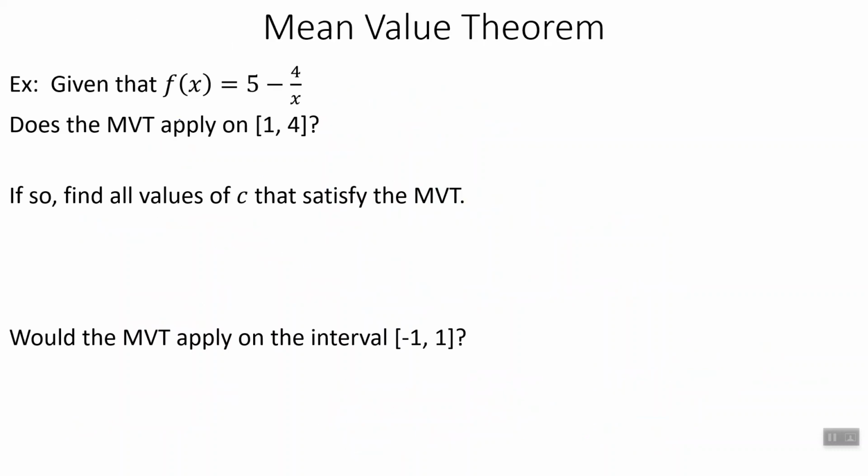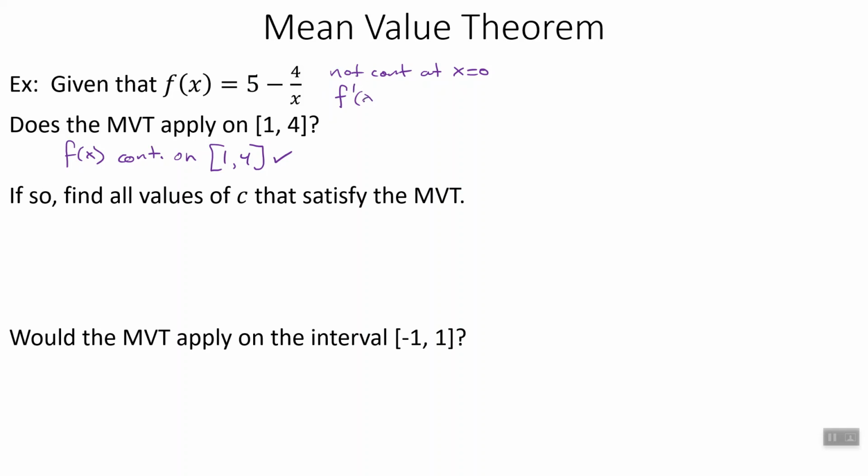All right, so more practice. Given that f of x is 5 minus 4 over x, does the mean value theorem apply on the interval from 1 to 4? So this is not continuous at x equals 0, but 0 is not in that interval, so that's not a problem. So we want to say f of x is continuous on the interval from 1 to 4. That checks out. And then we want to check, is it differentiable?